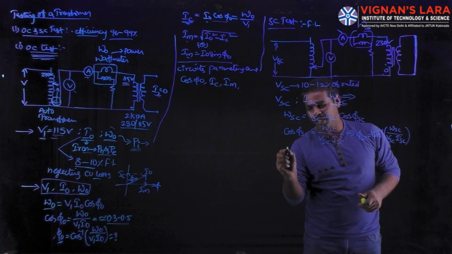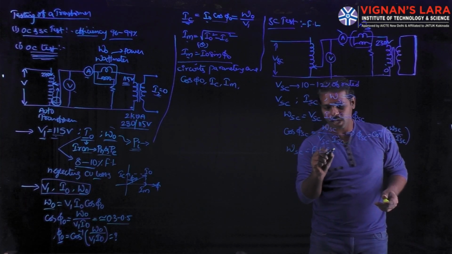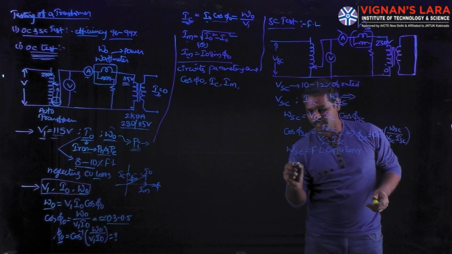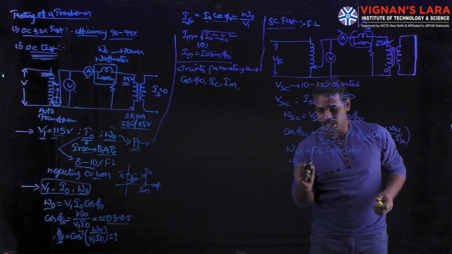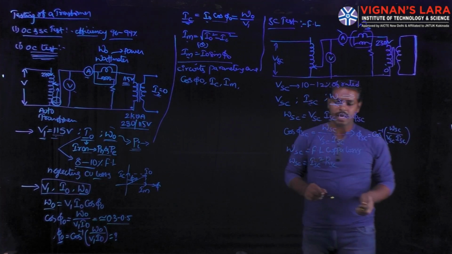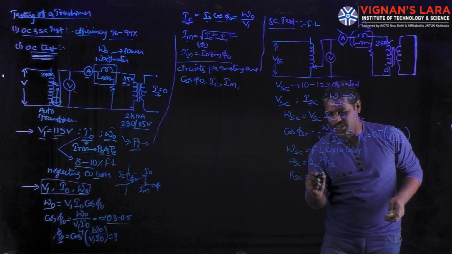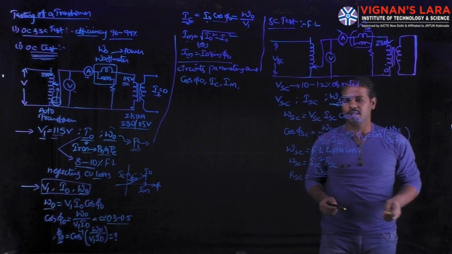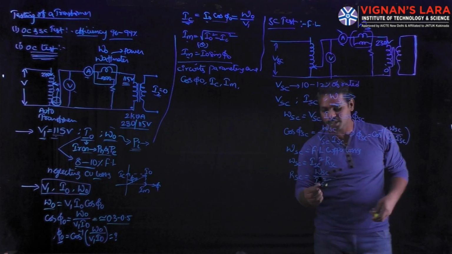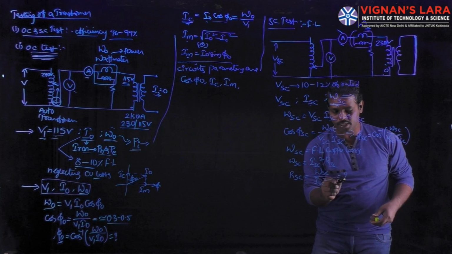So WSC is always indicated as the full load copper losses. WSC is equal to ISC square into RSC. So RSC is equal to WSC divided by ISC square. WSC is a known value, which comes from the given circuit diagram. The second one is ISC, the short circuited current, that is the full load current. So in this way we calculate the RSC.